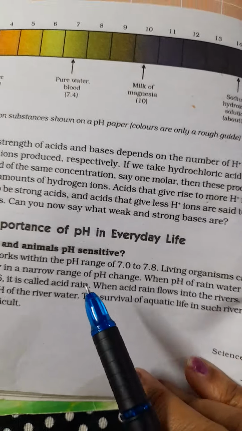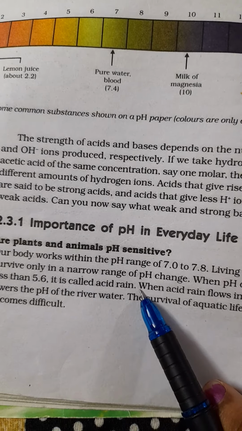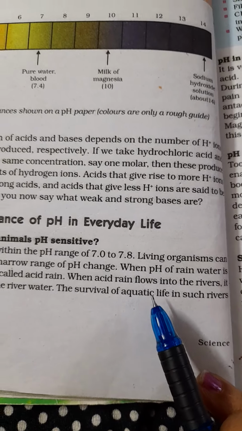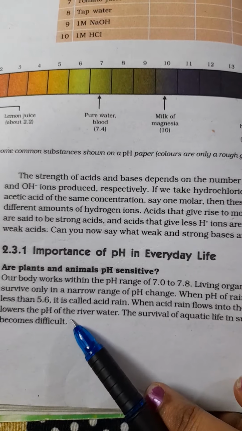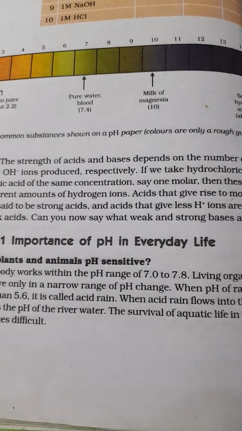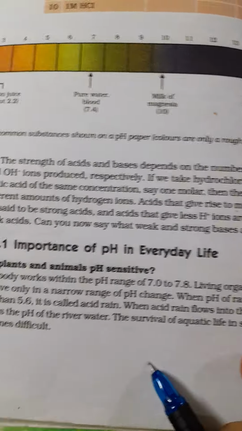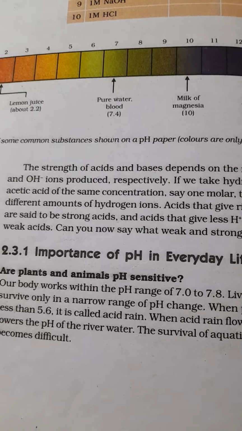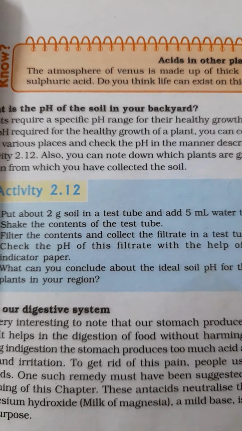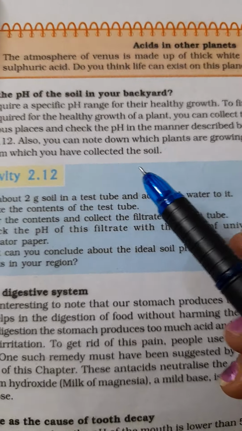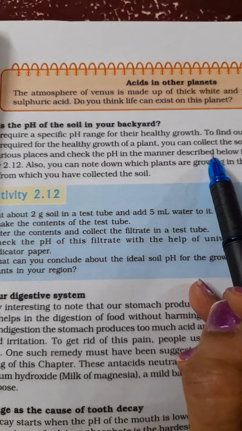When the pH of rainwater is less than 5.6, we call it acid rain. What happens if acid rain flows into the rivers? It will lower the pH of the river water, so aquatic life will find it difficult to survive. Similarly, consider the pH of the soil in your backyard: plants require a specific range for their healthy growth.